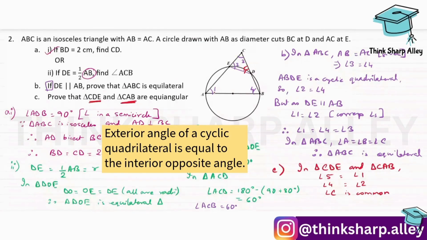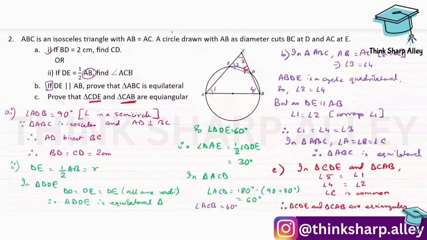Angle 5 is equal to angle 1, angle 2 is equal to angle 4, because angle 2 and angle 5 are the exterior angles of this cyclic quadrilateral. Angle 3 is the common angle of the two triangles, right? So I've written angle C is common, and angle E is equal to angle B and angle D is equal to angle A. So that makes the two triangles equiangular. And once again, this question is completely solved. So that's how geometry quietly turns a complicated looking figure into a very beautiful result.